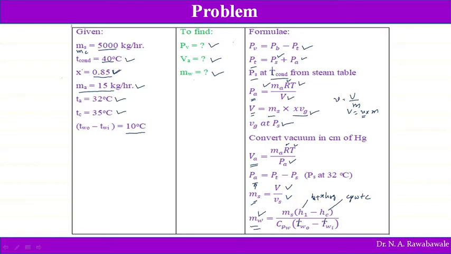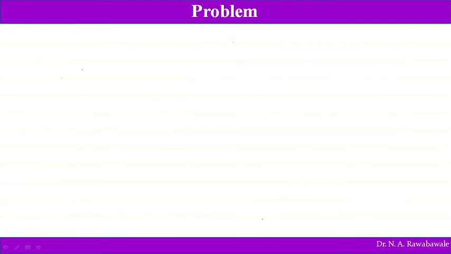So now we will start to solve this problem. PS, the partial pressure of steam at the condenser temperature of 40 degrees Celsius, is taken from the steam table as 0.074 bar.